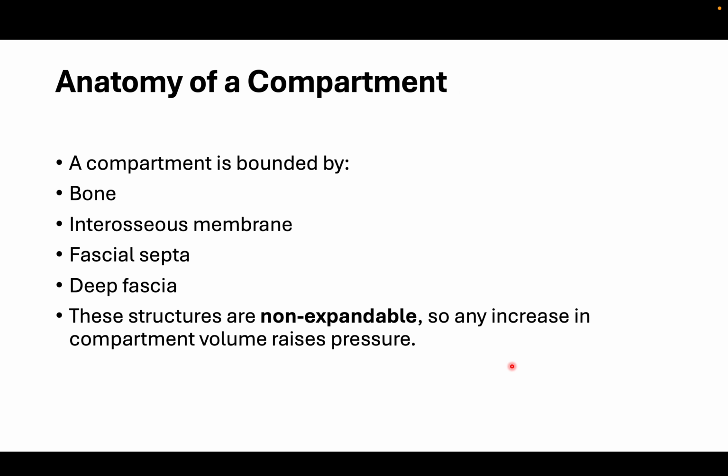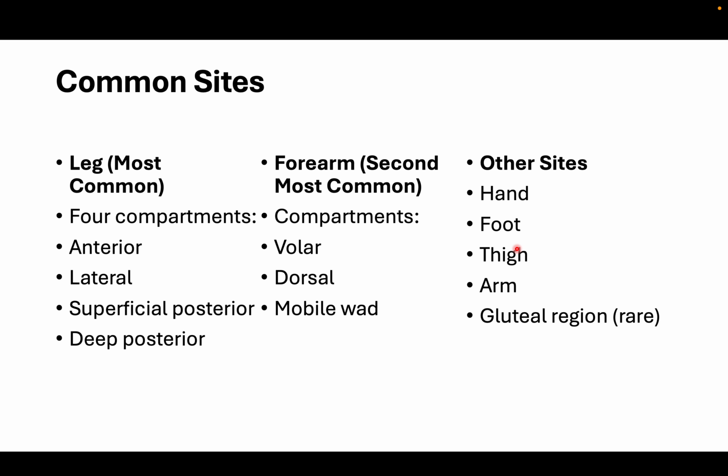For any compartment of any limb, there is a bone, there is an interosseous membrane, fascial septa, deep fascia. These structures are non-expandable. So any increase in compartment volume raises the pressure. The common site which develops compartment syndrome: the leg is the most common because it has four compartments: anterior, lateral, superficial posterior, and the deep posterior.